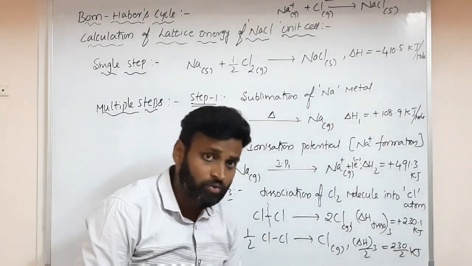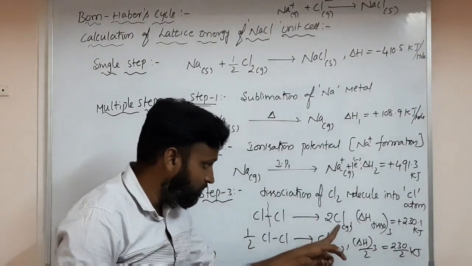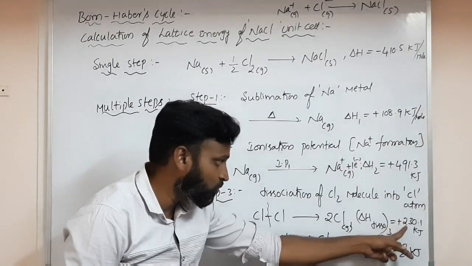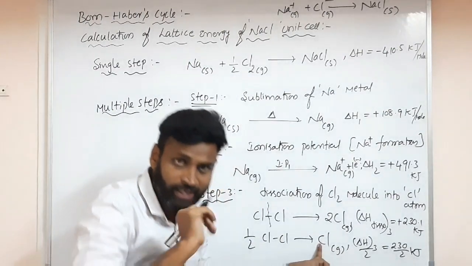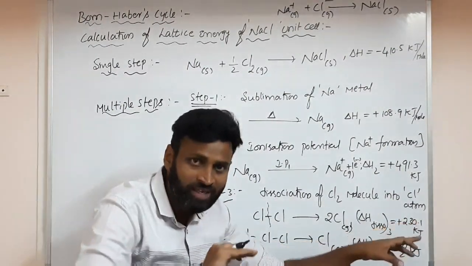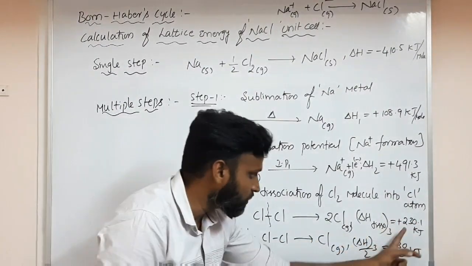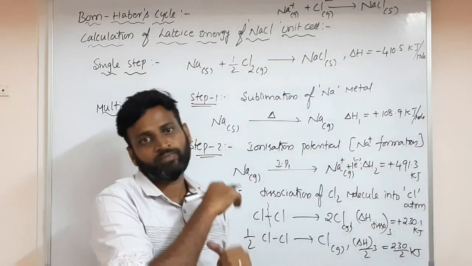Why do we have to consider 230 by 2? To get 2 chlorine atoms, 230 is required. But only 1 mole of chlorine atom is needed. That means half the energy is enough, right? So 230 by 2 kilojoules.